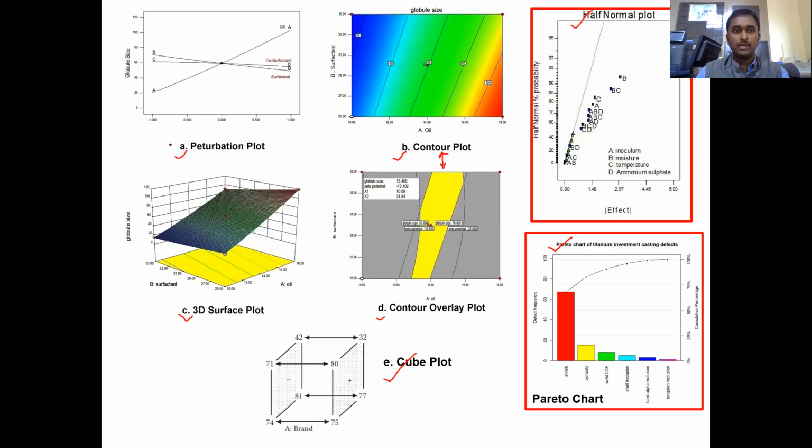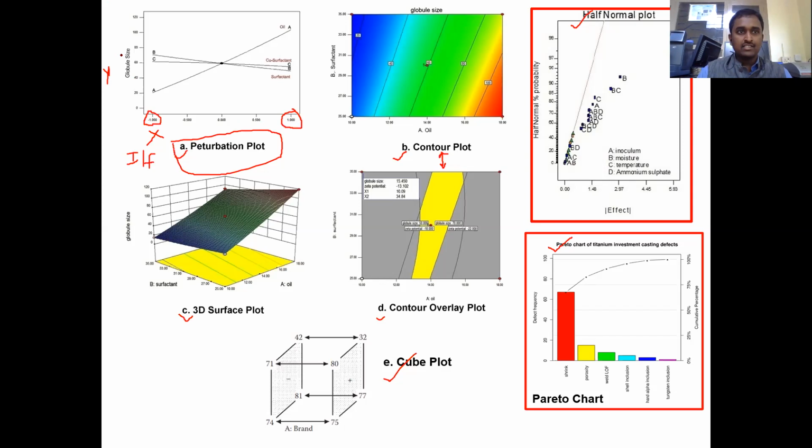Moving on to the first one, the perturbation plots: this is the x-axis, this is the y-axis. As usual, in the x-axis we take the input variables, or the factors. The factors are nothing but the concentration of the ingredients, the process parameters, or whatever it is. You can see it starts from -1 to +1, because we always have two levels, the least and the highest. The least is represented with the minus symbol and the highest with the plus symbol.